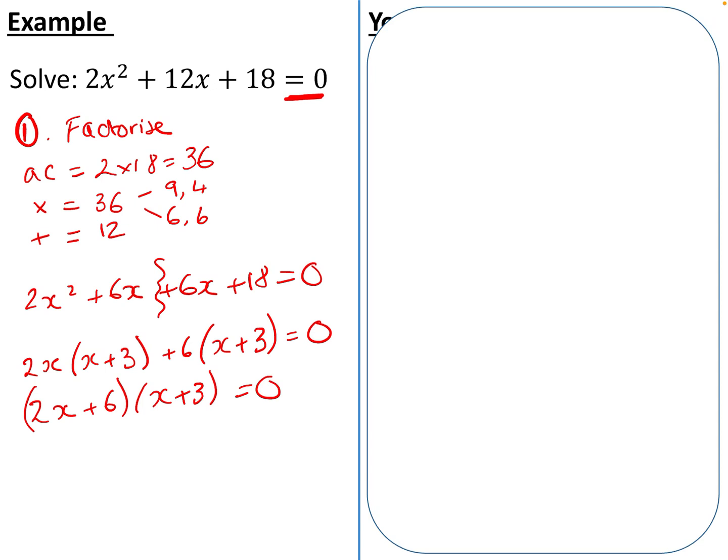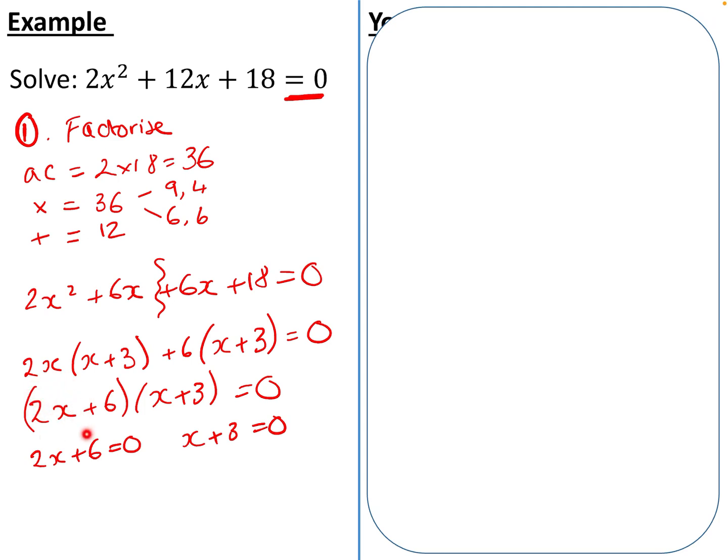I now need to recognise that at least one of these has to equal 0 for the equation to work. So either 2x plus 6 equals 0 or x plus 3 equals 0. And you're used to that. Yes, there is a number here, there is a coefficient of x.